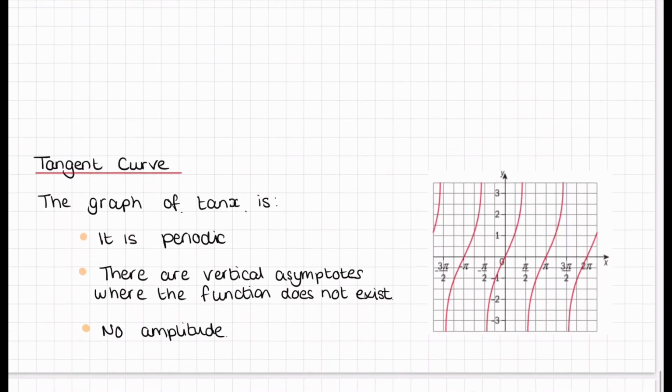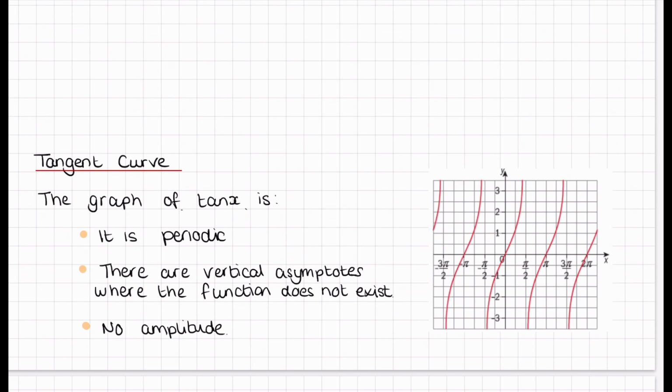Okay, and then the last thing, just quickly, tangent curves. So the graph of tan x looks like this. I've got a picture here for you. It is periodic, it carries on going forever. There are vertical asymptotes where the function does not exist. And there is no amplitude because the graph's carrying on going up towards infinity and negative infinity. And that is the end of trigonometric functions.